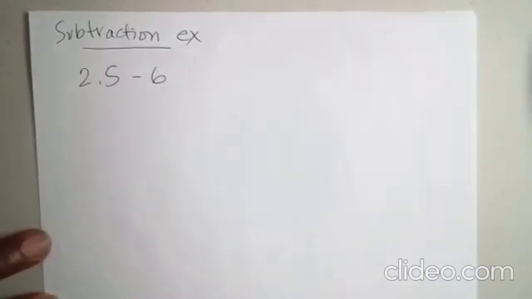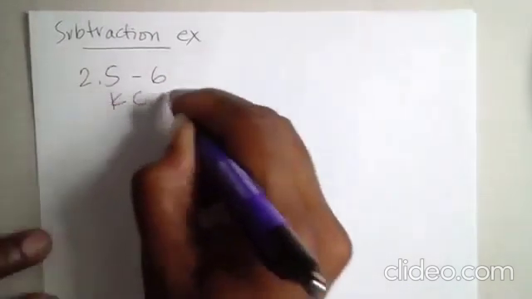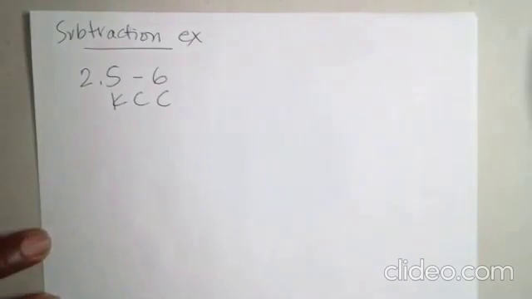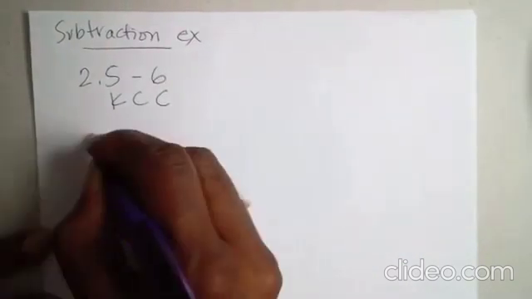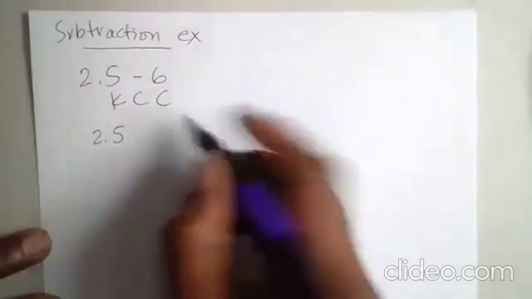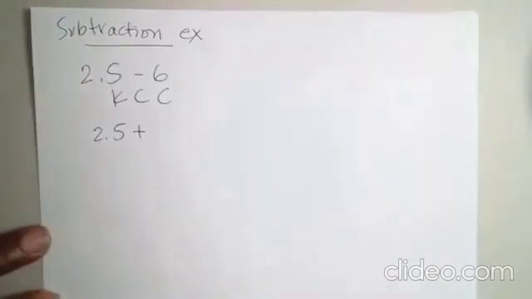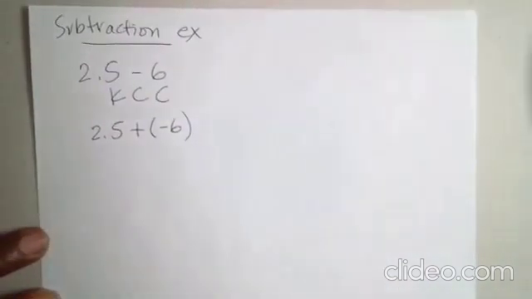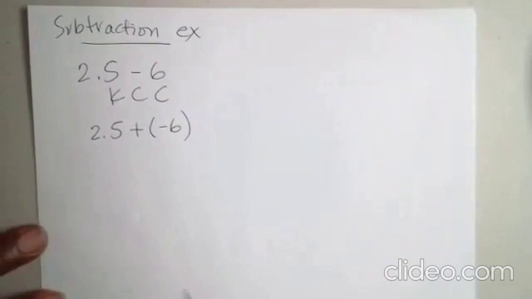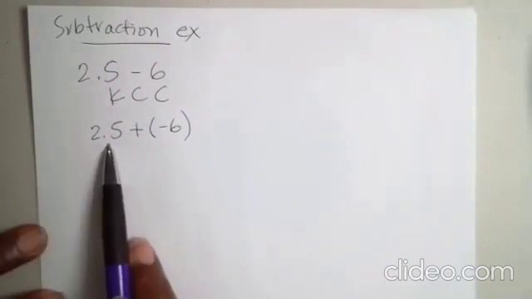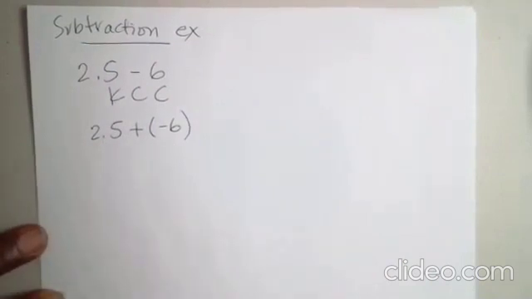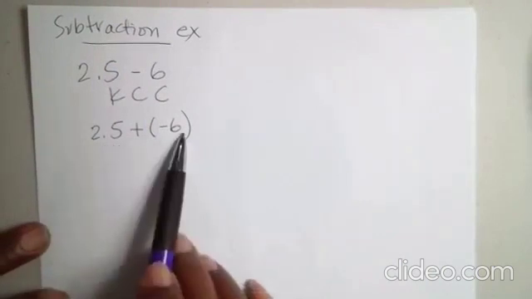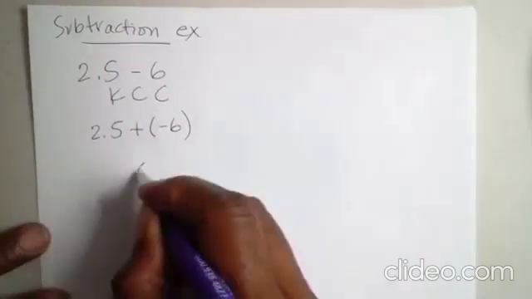Let's do 2.5 minus 6. Well, remember our rule of keep, change, change. When we're subtracting, we use keep, change, change all the time. We keep the first one. We change the minus sign to a plus. We change the 6 to its opposite. Now we have an addition problem. And we know the rules for addition say that if they're different signs, we subtract them and keep the sign of the larger number. So in this case, 6 is the bigger number. It must go on the top.